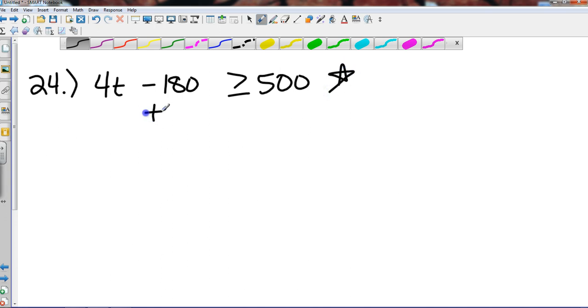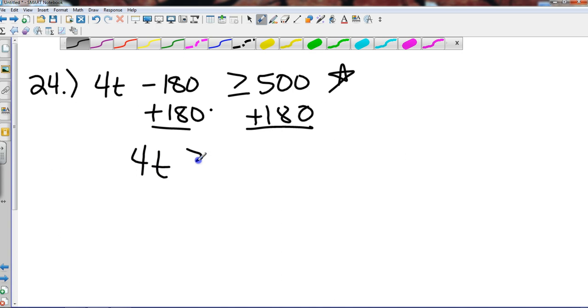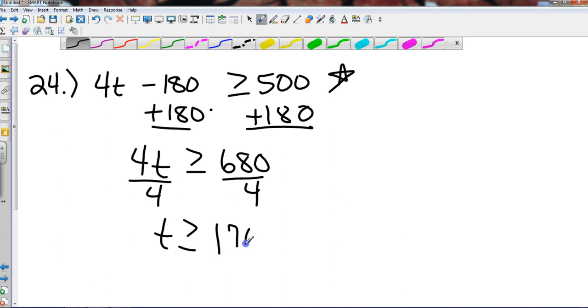To solve it, I'm going to add 180. And I get 4T is greater than or equal to 680. Okay, so right now that's what I want to make. Those are my expenses. I need to sell enough tickets to cover that. So how do I solve this? Divide by 4. And what do we got? 170. I need to sell greater than or equal to 170 tickets if I'm going to make $500.